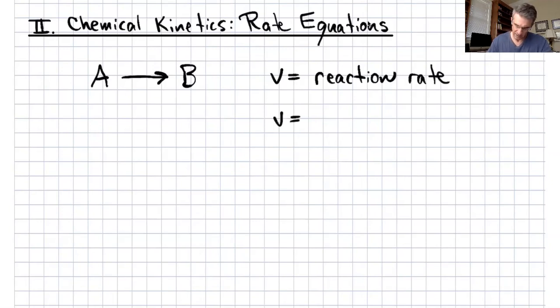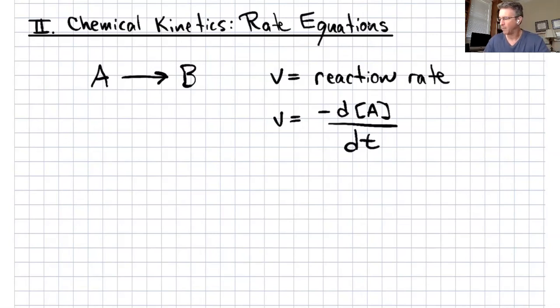We can say V has got to simply be equal to the rate of change. I'm going to use differential notation here. The rate of change of the concentration of A with respect to time. It gets a minus sign because it's decreasing. And that is going to be exactly equal to the rate at which B is formed, so with a positive sign with respect to time.